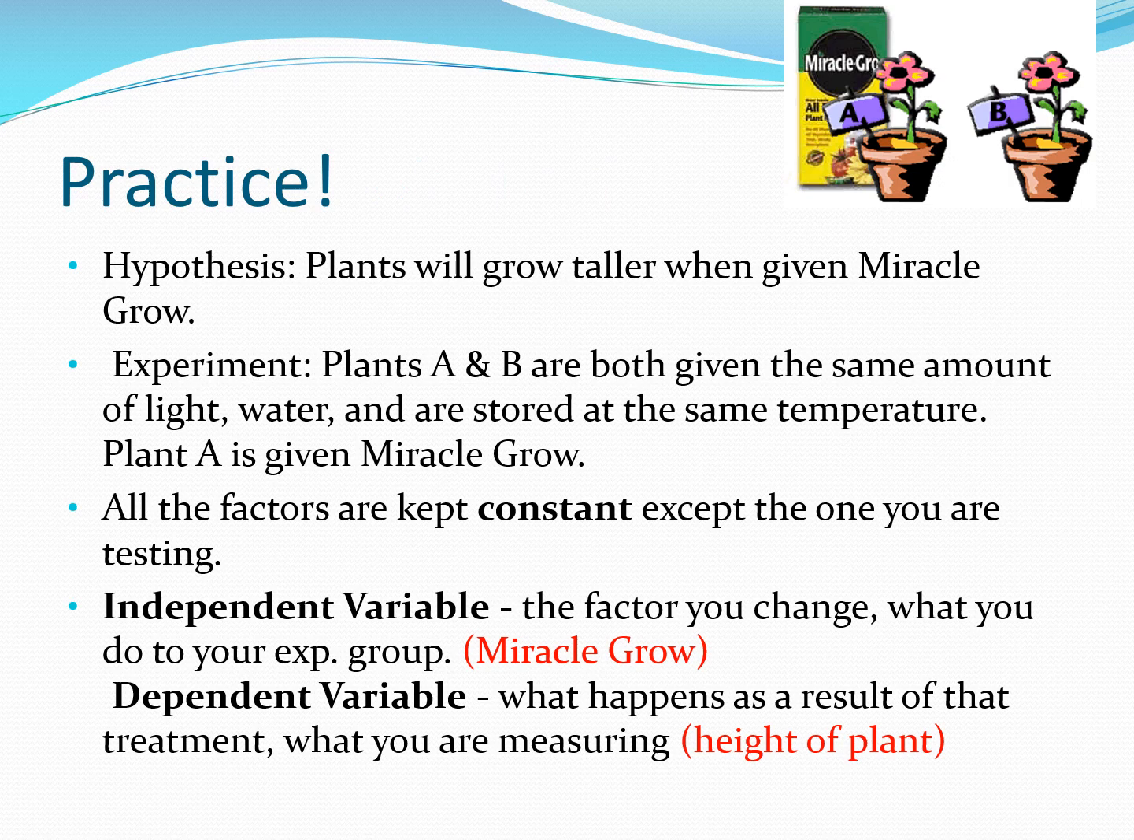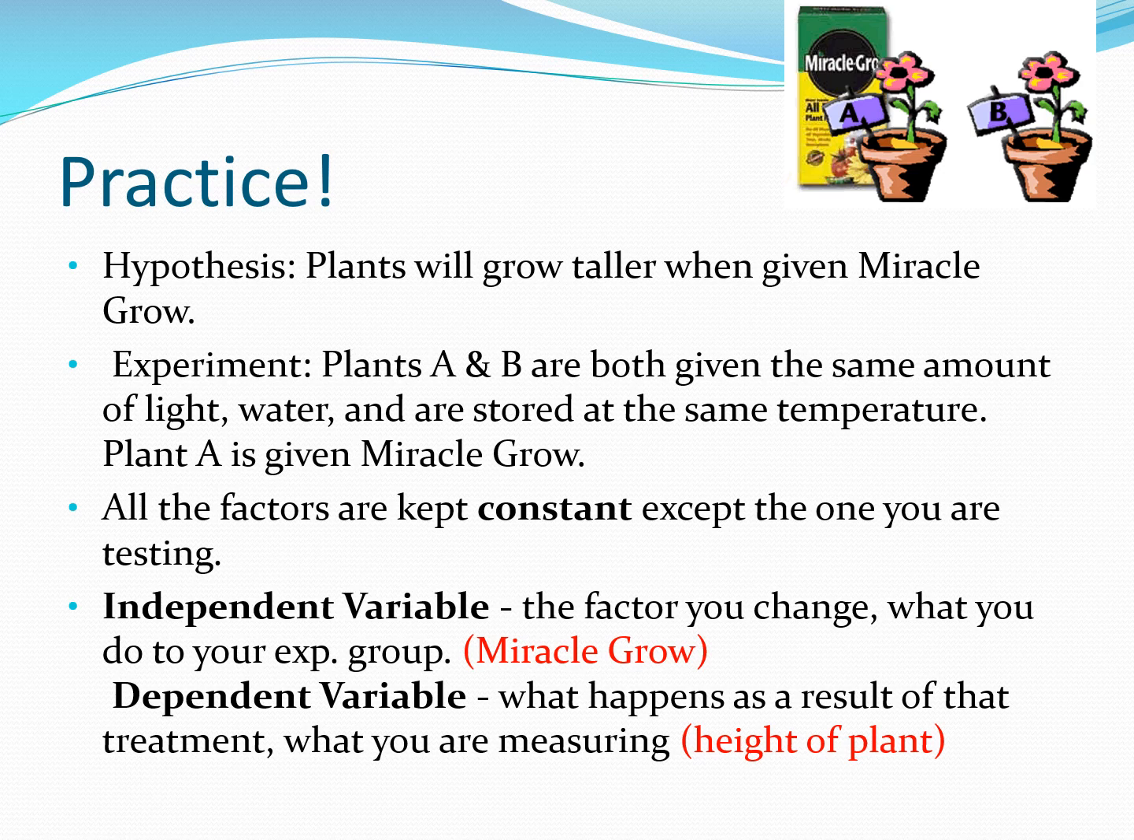So taking a look at some examples here, again, hypothesis: plants will grow taller when given Miracle-Gro. So my independent variable is the factor you're changing. It's what am I doing to this experiment? I'm adding Miracle-Gro. The dependent variable is the data I'm gathering. I'm measuring the height of the plants.